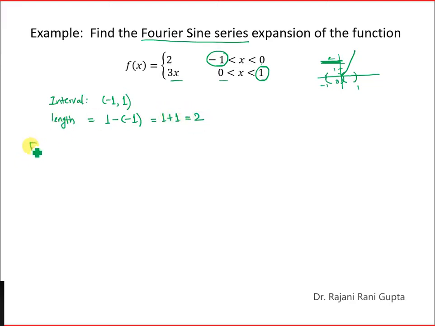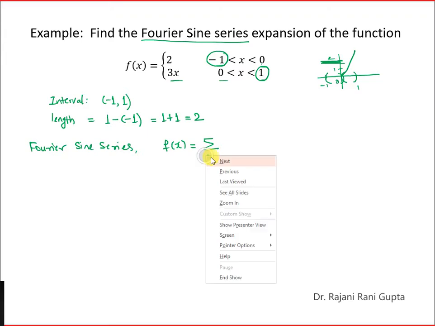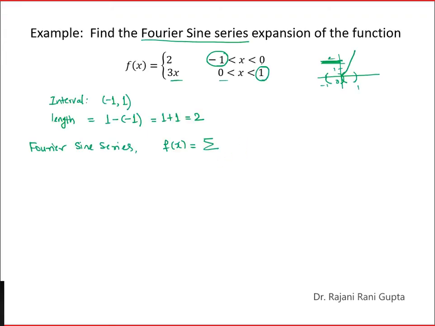Now, what is the Fourier sine series? The Fourier sine series of any function is an expansion which is given by f(x) equals the sum from n equals 1 to infinity of bn sine n pi x over L. This is for a function defined over the interval 0 to L, that is, of length L.